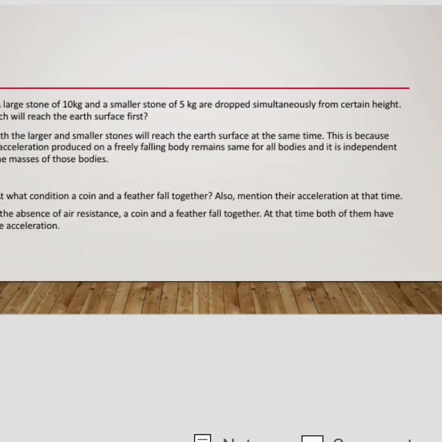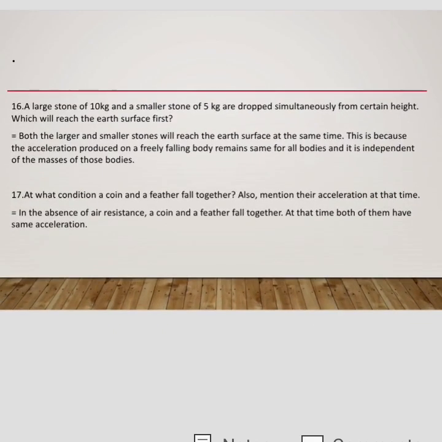Now question number 16. A large stone of 10 kg and a smaller stone of 5 kg are dropped simultaneously from a certain height. Which will reach the earth's surface first? This question is also practical. We can also observe it in daily life. Now, what is the reason?